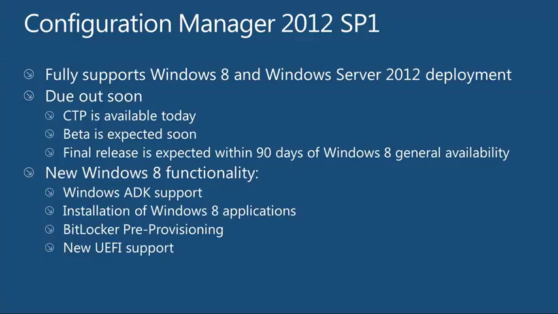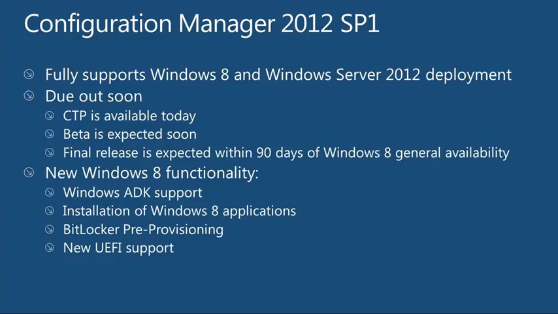But the main thing to look at here is if you're using Config Manager today to do OS deployment, and you're using Config Manager 2007 still, well, first thing is you need to get to Config Manager 2012. Once you're running Config Manager 2012, then going to SP1 to get Windows 8 deployment support will be fairly easy, fairly straightforward. As far as the functionality being added for Windows 8, again, they're adding support for the ADK. They'll be able to install Windows 8 applications via software distribution. And they'll be able to support BitLocker pre-provisioning, which we talked about previously, and added UEFI support in there as well.